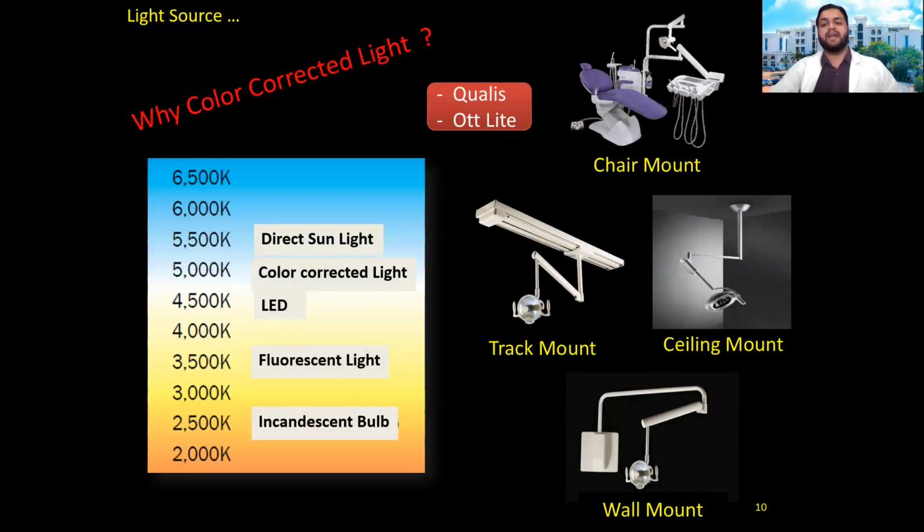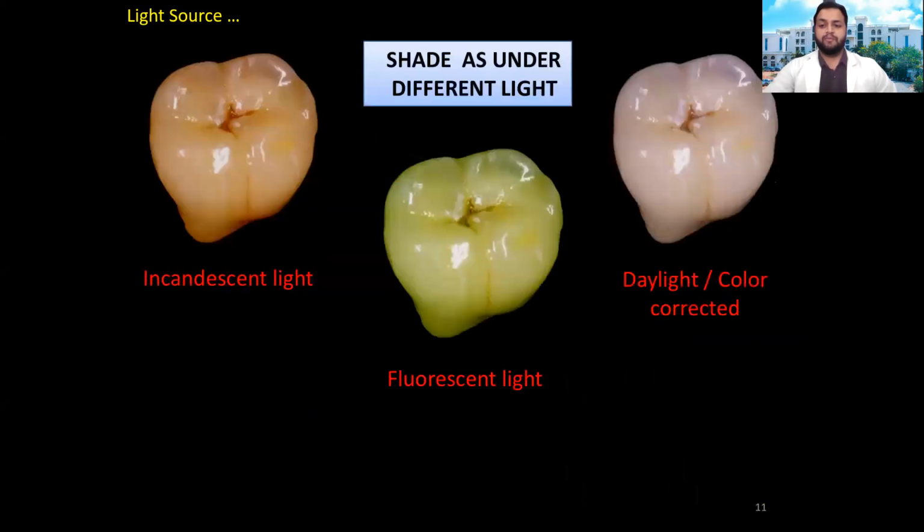So how do you do it? We can attach it onto your chairs. You can do a track mounting, a ceiling mount, or a wall mount. Now you see the shade. Next, the light source.